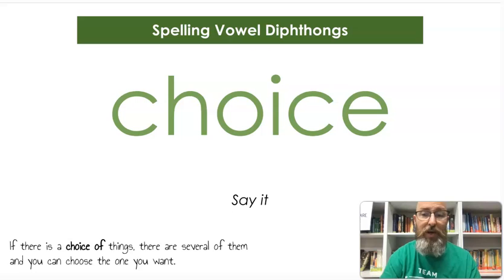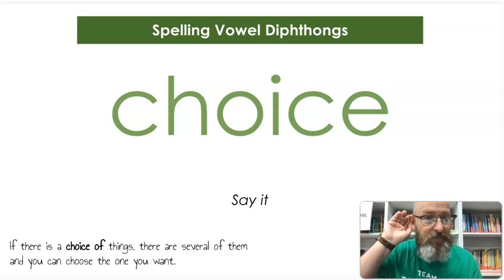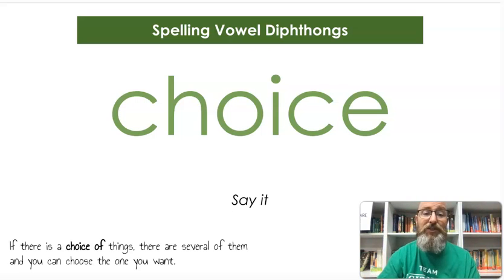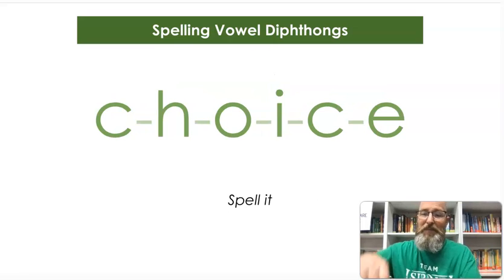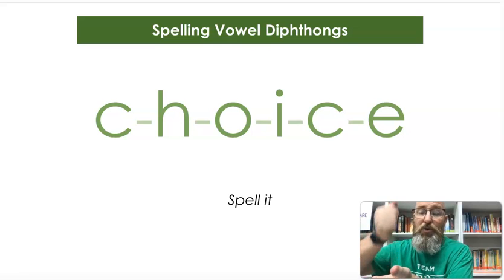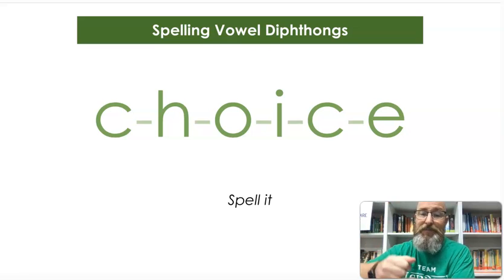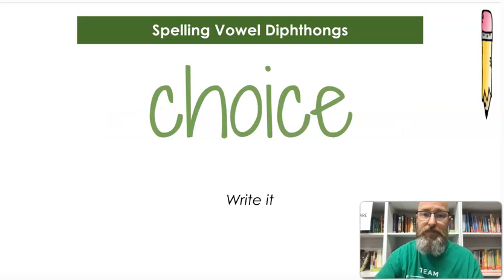Our next word is choice. Say choice. If there is a choice of things, there are several of them, and you can choose the one you want. Count the syllables. Choice. Let's spell it. C-H-O-I-C-E. Choice. And let's write it.